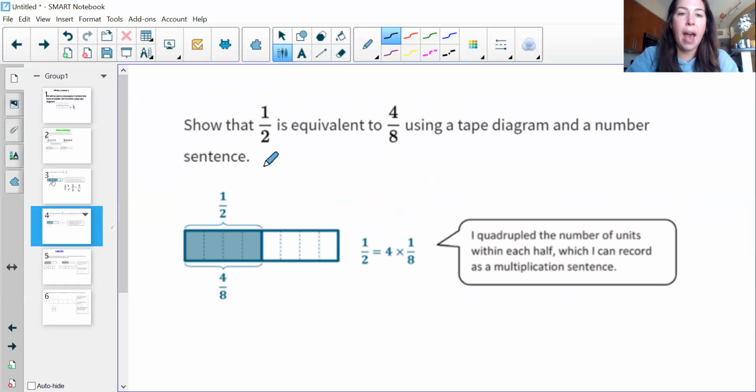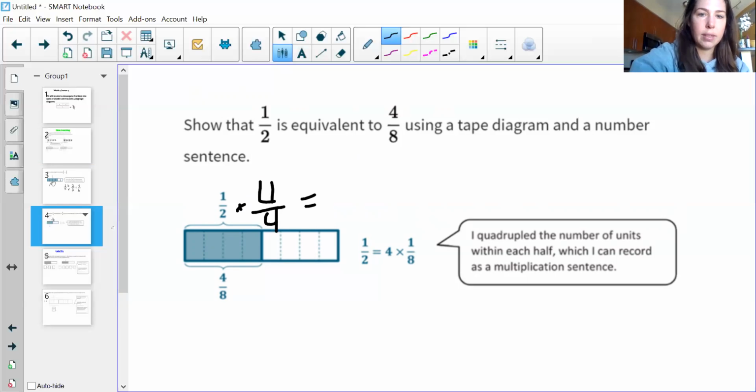Show that 1/2 is equivalent to 4/8 using a tape diagram and a number sentence. So again, we're starting with 1/2. So here what you can do is think to yourself, what do you multiply times 2 to get 8? Well, you have to multiply that times 4 over 4. And that will get you 4/8.